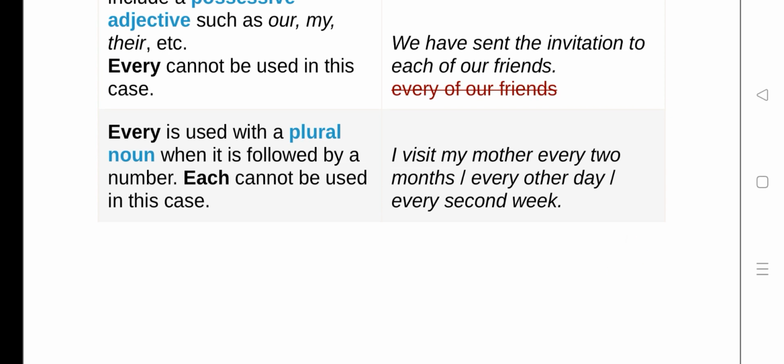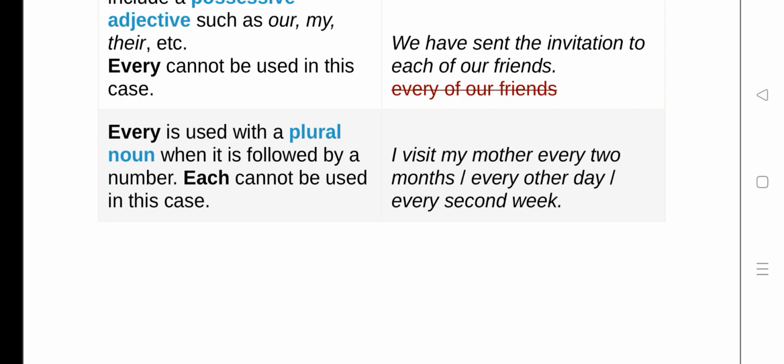Every is used with a plural noun when it is followed by a number. Each cannot be used in this case. Let's see the example. I visit my mother every 2 months. So look at the structure: every, then followed by 2 months. It is a plural noun. Or every other day, every second week. Each cannot be used in this case.